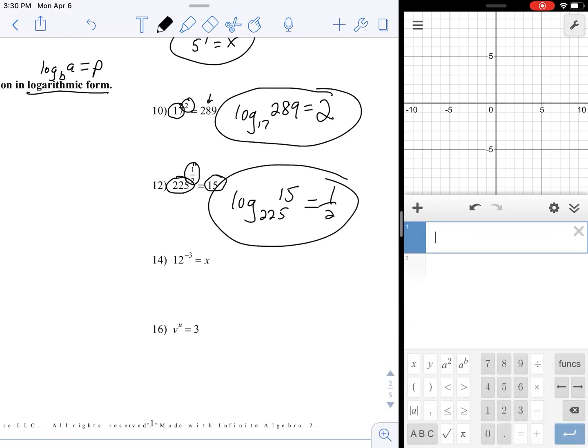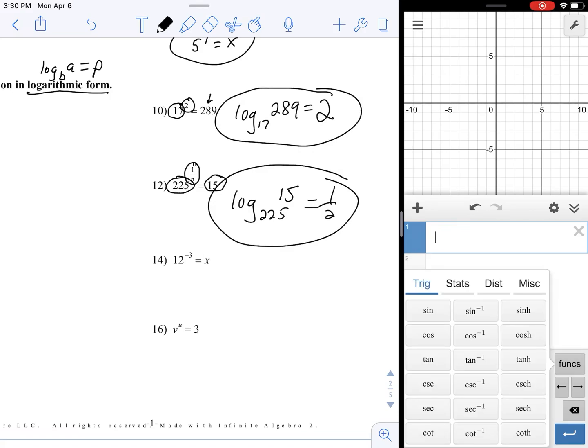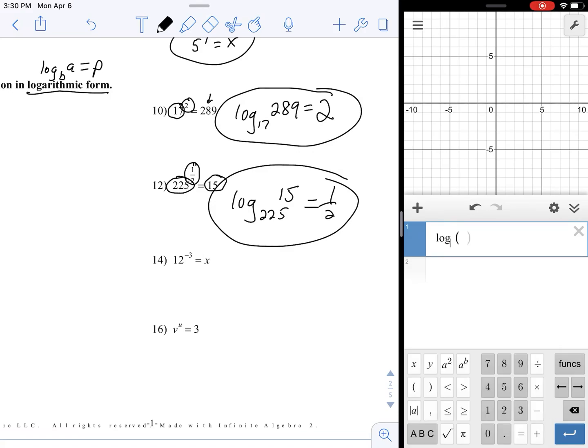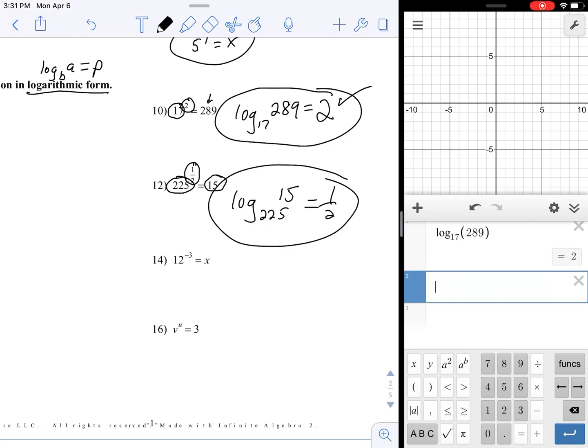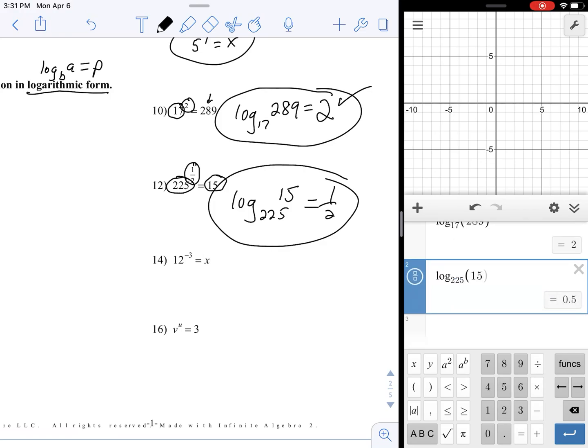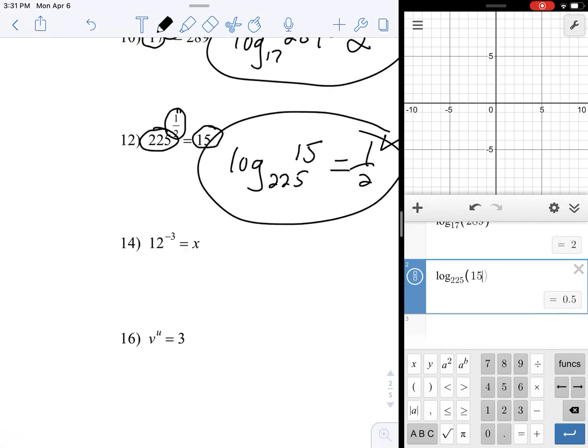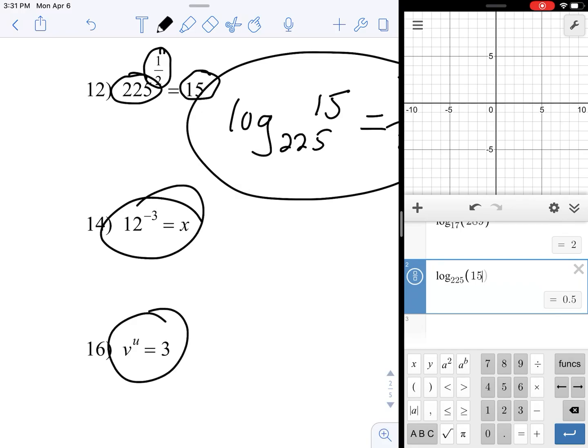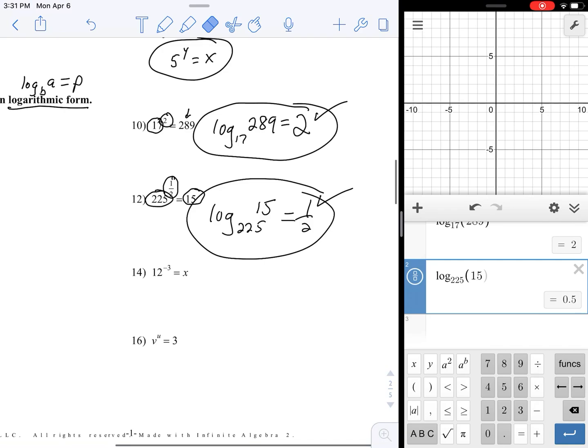I suppose you could, in a pinch, use the calculator to check yourself. I'll go back to number 10. Do log A. I'll put a 17 down here and a 289 up here, and you get 2. That's the number over there. For the next one, function log A, 225 down here, 15 up there, and 0.5. 0.5, of course, is the same thing as 1/2. So you can check yourself that way, but it's not going to help you when you start getting into variables. So checking yourself on the calculator, again, not super reliable.